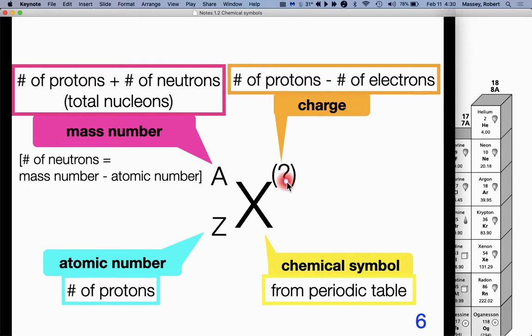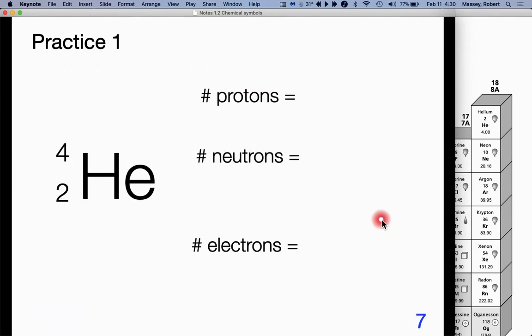Now, if we wanted to know how many electrons we had, we would take the atomic number, which is the number of protons, and subtract from that the charge. And we'll do this in a few minutes. No, I guess we'll do it right now. Okay, so we're going to do some practice here.